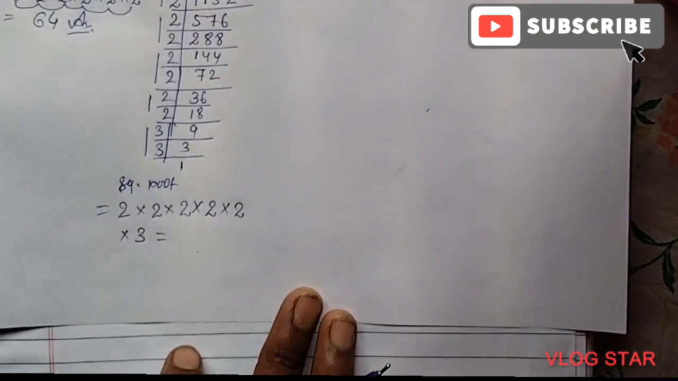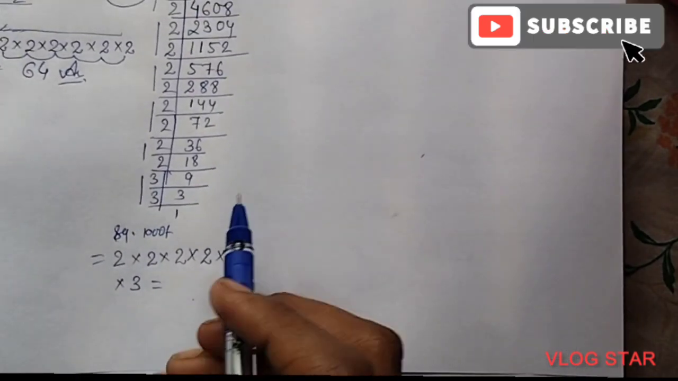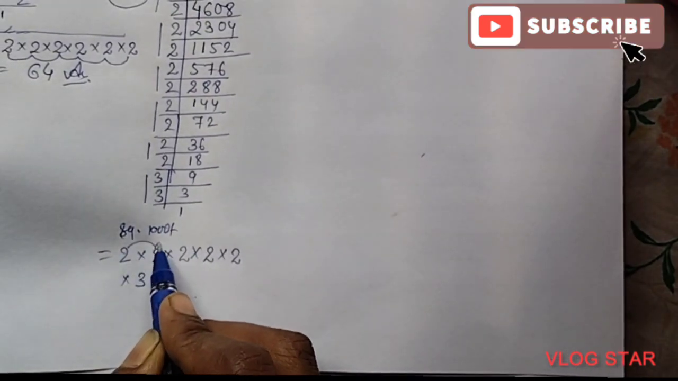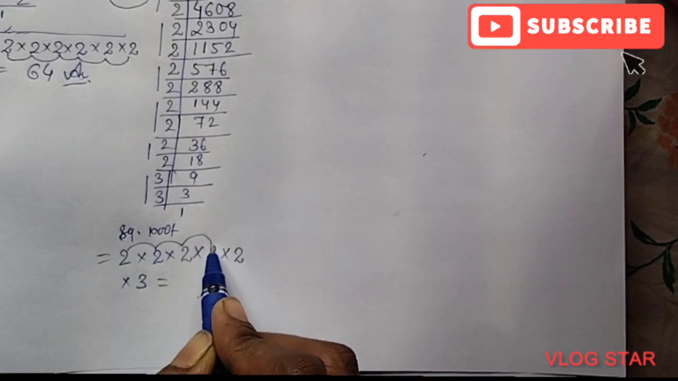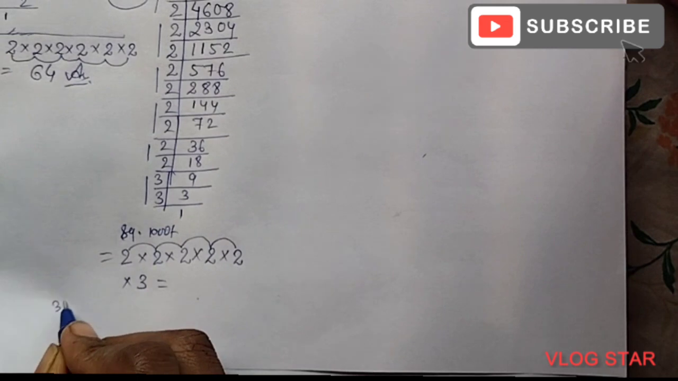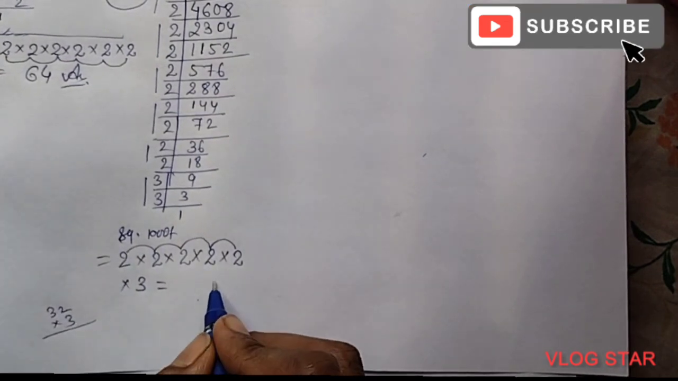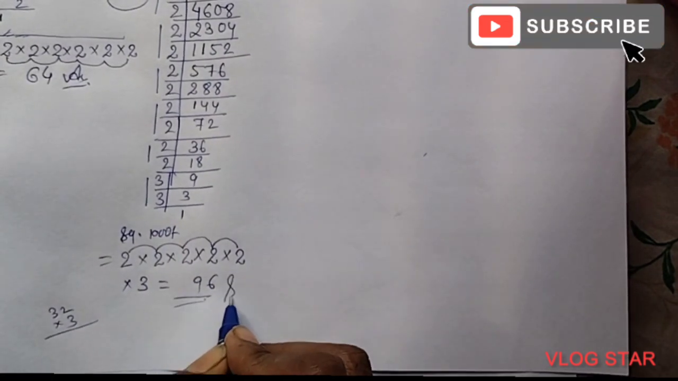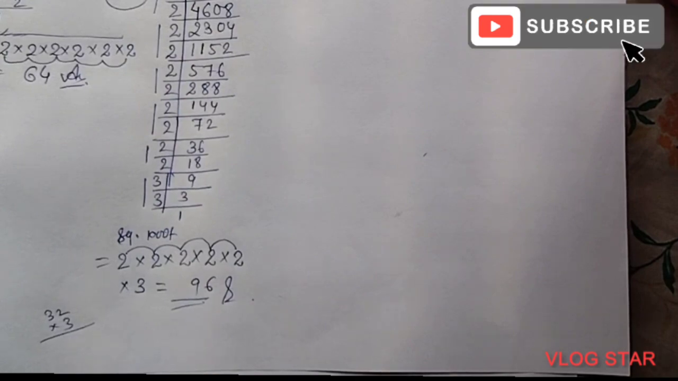Now multiply it. So here you can multiply 2 2s are 4, 4 2s are 8, 8 2s are 16, 16 2s are 32, and 32 into 3, that will be 96. Okay, so the square root of 9216 is 96.